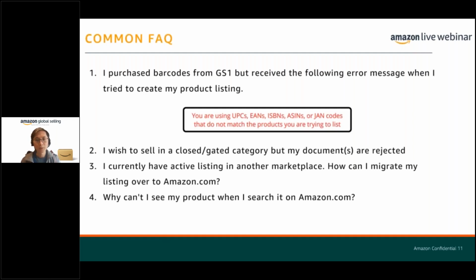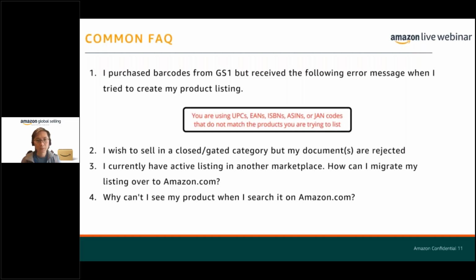The second common question is if you wish to sell in a closed or gated category but documents are rejected, meaning those are categories that may need further approval. Again, you might need to open a Seller Partner Support case to provide all documents that you have to get it revisited and approved. If it still doesn't work, you might need to reach out to your account manager, if you have one, to help you forward or escalate the case.